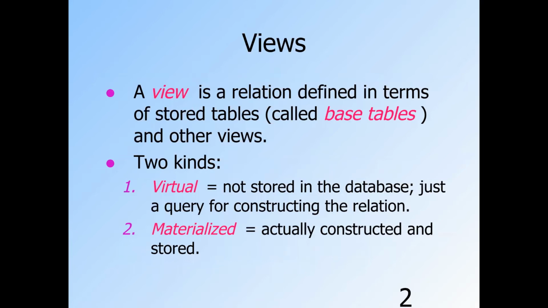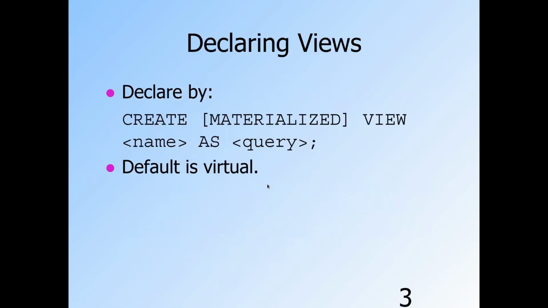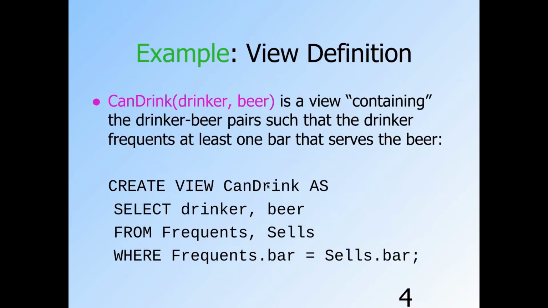So a view behaves almost exactly like a relation, like a normal table, but it's derived from the base tables. There are two types of views. There's the pure virtual view, which is the classic view, and then there's what's called a materialized view. Let's just look at an example of a view.